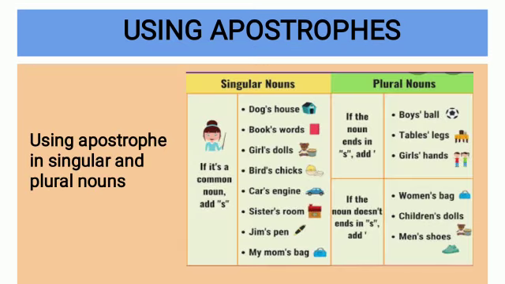This is the table which shows you the use of the apostrophe when the noun is singular and when the noun is plural. So you all know when the noun is singular, we write the noun then an apostrophe with the s to show possession. But when the noun is plural, we add the apostrophe after the s or es.